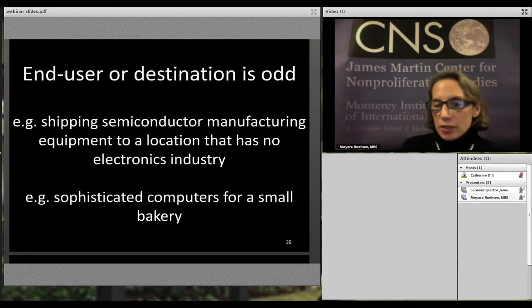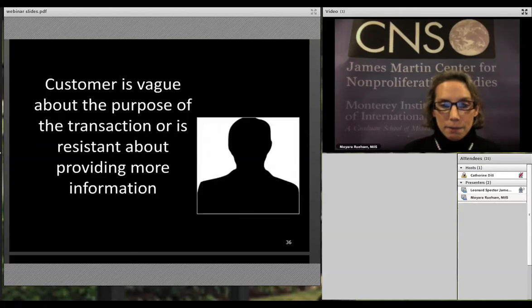Maybe the destination is odd, or you're shipping electronics from a location that doesn't even have an electronics industry. In fact, these two examples are both from the U.S. Commerce Department's website, where they do offer some examples of very odd red flags for some of these types of transactions. Maybe the customer is vague about the purpose of the transaction, or maybe he or she is resistant about providing more information when you start asking questions. That then requires more enhanced due diligence.